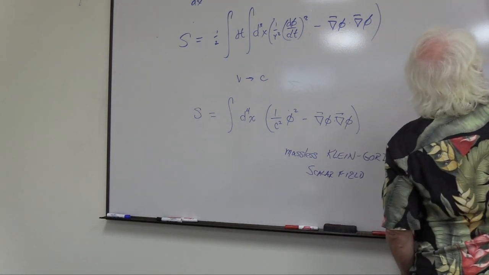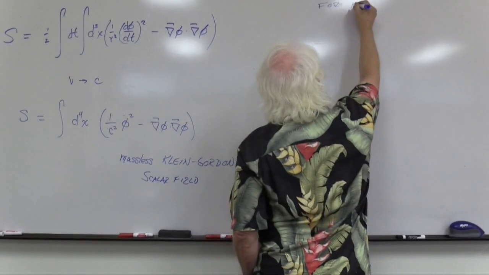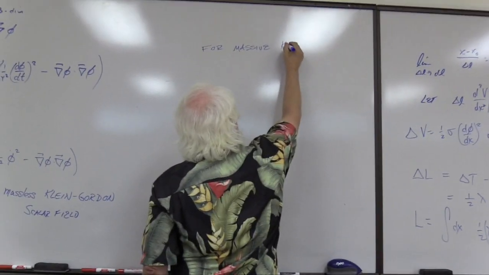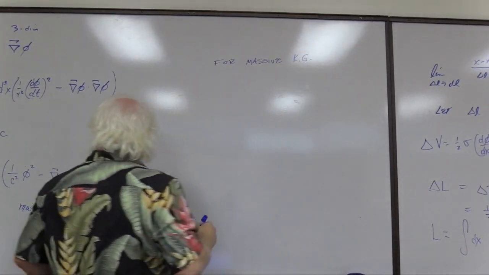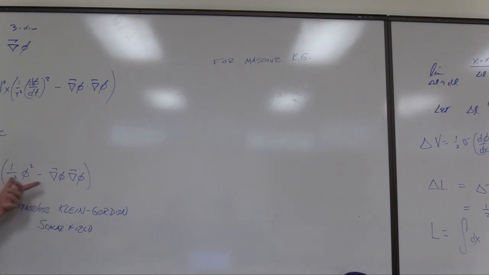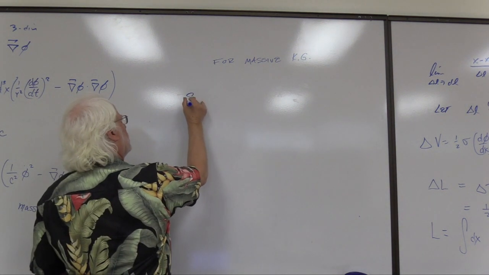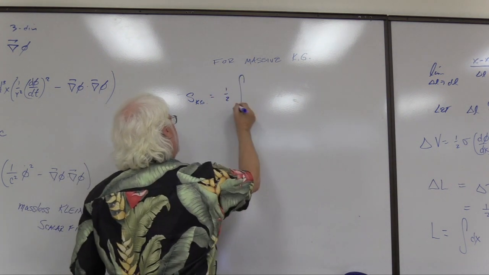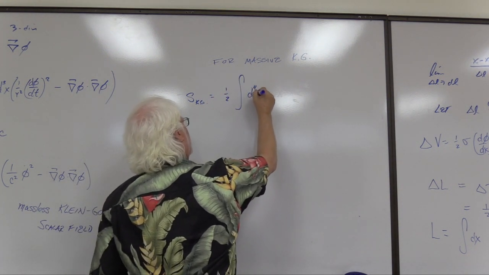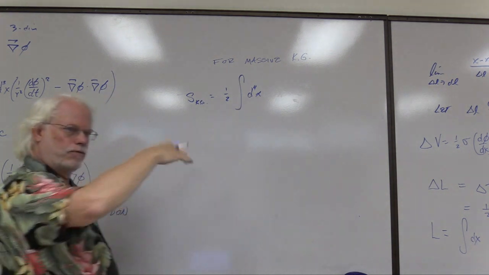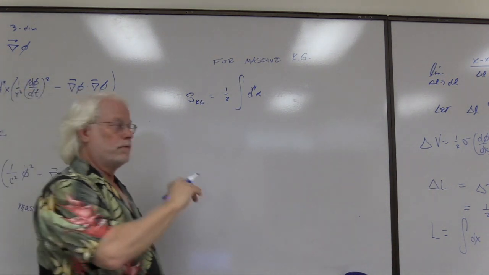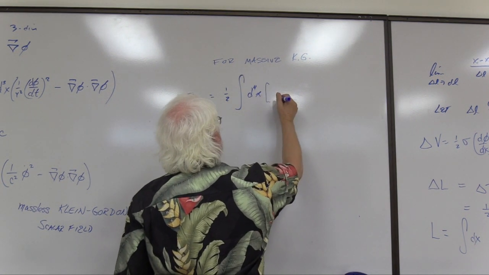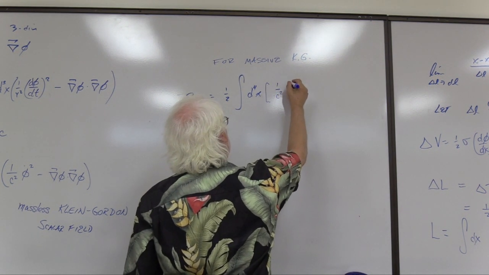To make it massive, mass of the Klein-Gordon. The kind of term that we add here, and I'll call this the Klein-Gordon action, is a half the integral d4x. So d3x over all space and dt is the fourth dimension here. Then we have 1 over c squared.